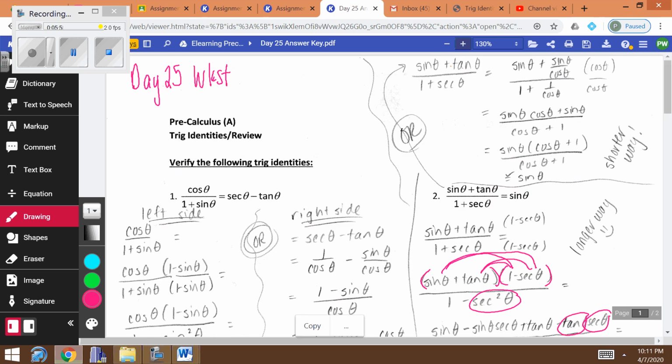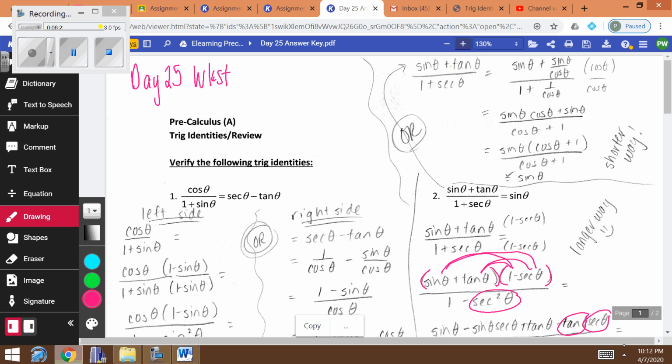So if you looked at this, again, when I look at this, I'm like, all right, my ultimate goal is to get the sine. So maybe let's start with the left-hand side, trying to change everything into sine and cosine. Really, that's a good strategy if you're stuck. Everything can be changed in terms of sine and cosine. Like secant is 1 over cosine, cosecant is 1 over sine, tangent is sine over cosine, and cotangent is cosine over sine.